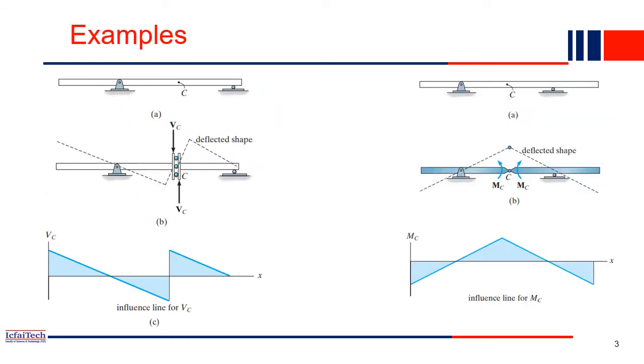So this is a beam given to us, right? This is a beam where here you have a hinge support and here you have a roller support, and this beam is there.